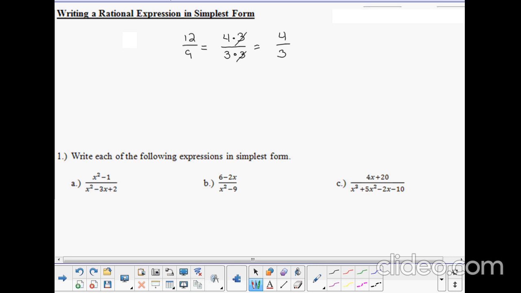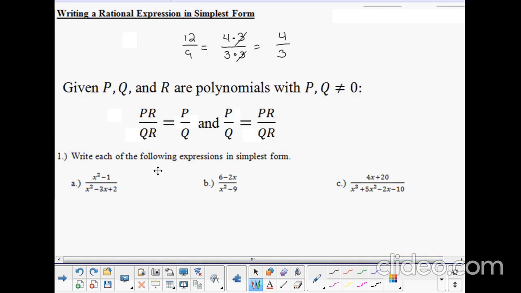This is essentially the process that we want to do with rational expressions. So I commonly see errors here in simplifying rational expressions when dealing with polynomials. The goal is to factor and eliminate factors. So we can write a rule for this. Let's say that we're given P, Q, and R that are polynomials, and P and Q are not equal to 0. PR over QR is equal to P over Q. So the R's would cancel out, essentially what we did above with the factors.